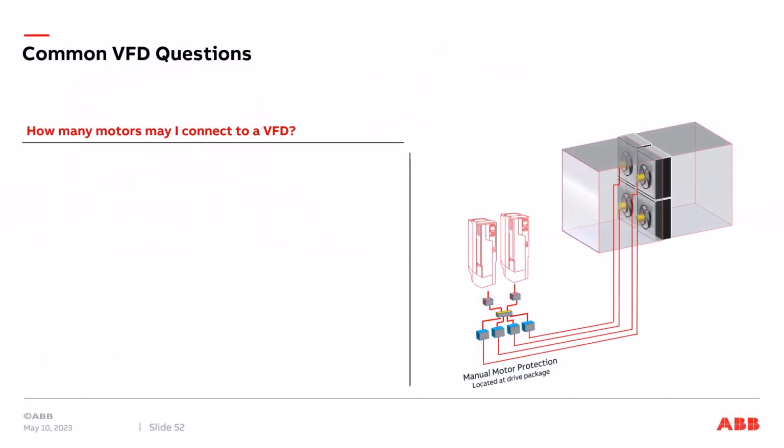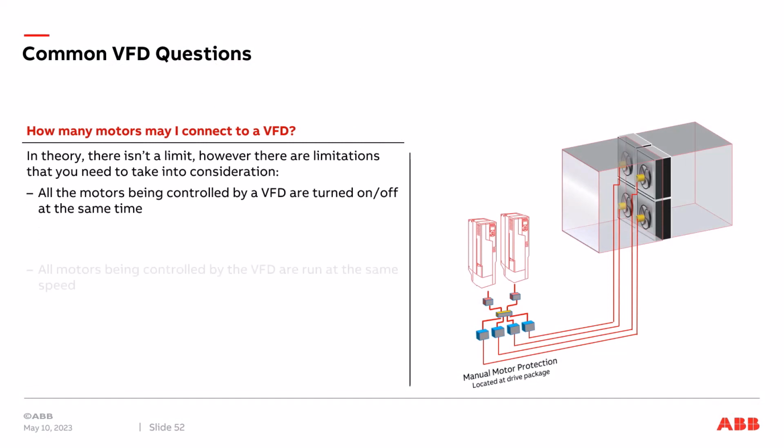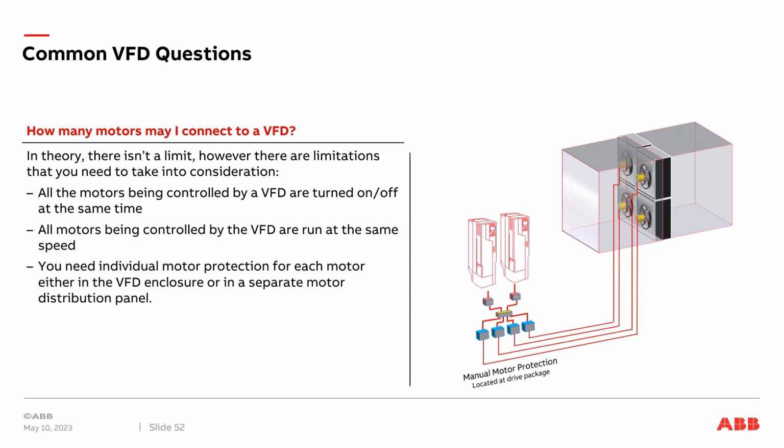A very commonly asked question is how many motors can I connect to one VFD? And the answer is, in theory, there's no limit. But you need to look at the motors being controlled by the VFD. In this case here, we're showing 4 motors. They're coming down to individual motor protection devices, and then we're showing 2 VFDs as a redundant drive package. But one VFD would be turned on. It would be controlling all 4 motors at the same time.